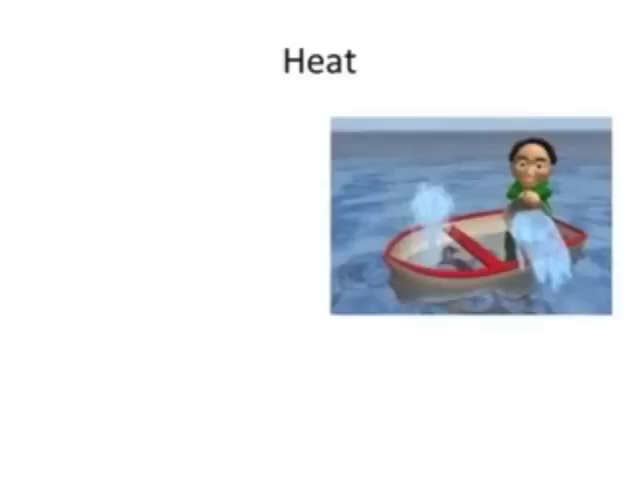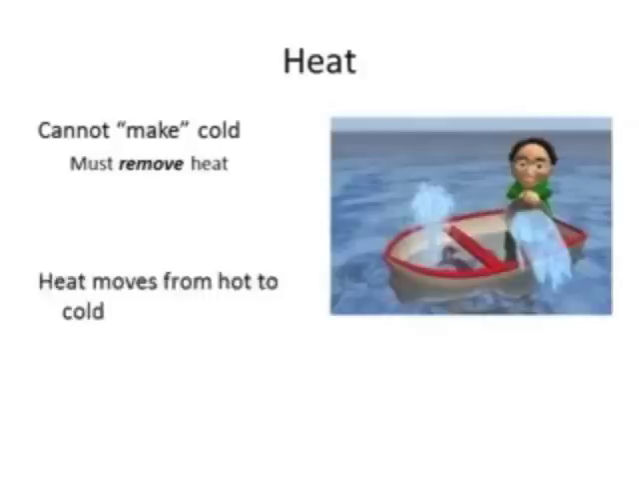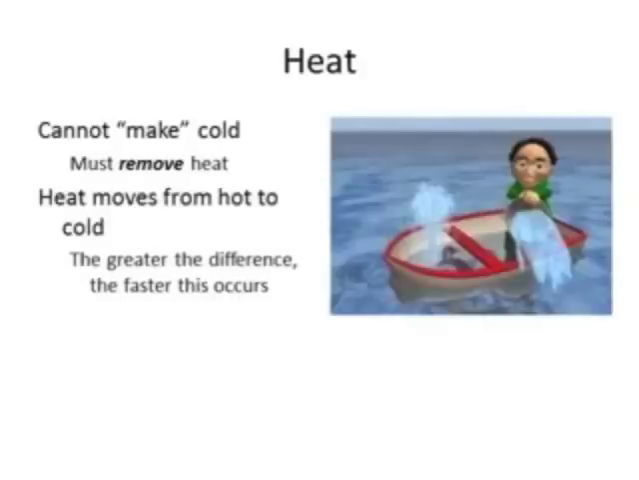First thing I want to talk about is heat. It's important to know that when we're talking about air conditioning a space, we cannot create cold air. The only thing we can do is remove heat from the air. Another thing to keep in mind when we're talking about heat transfer, the heat always moves from hot to cold. And the bigger this difference is from the hot to cold, the faster this transfer occurs.